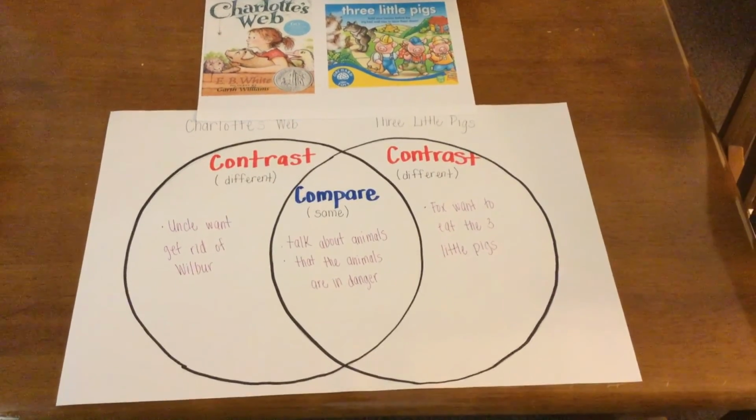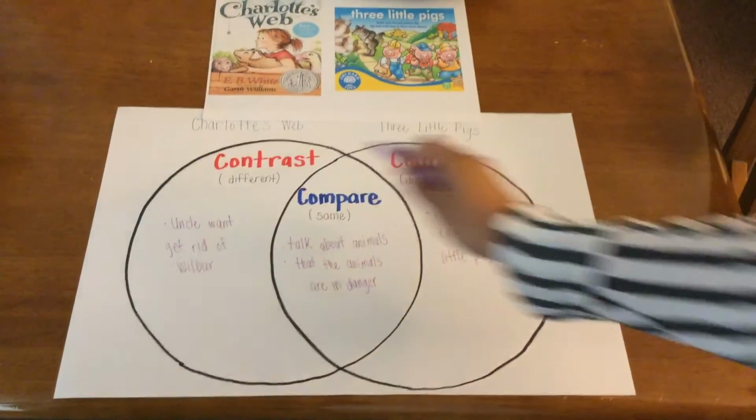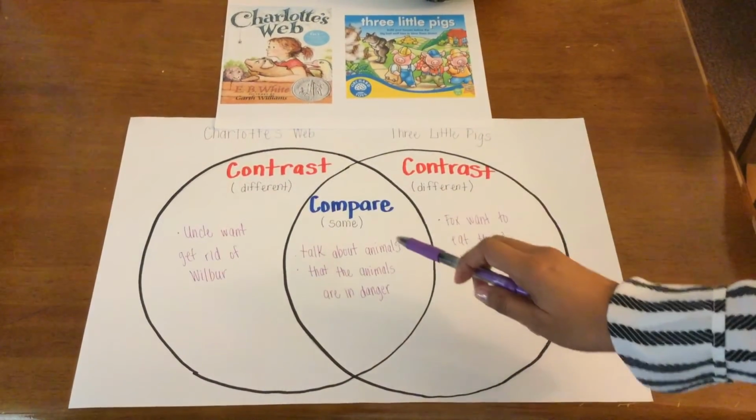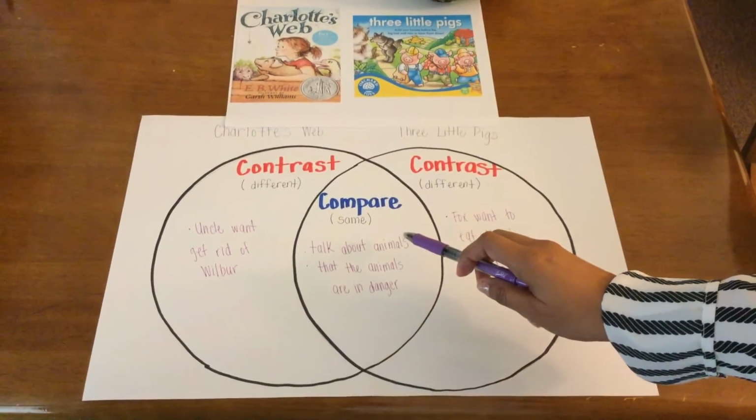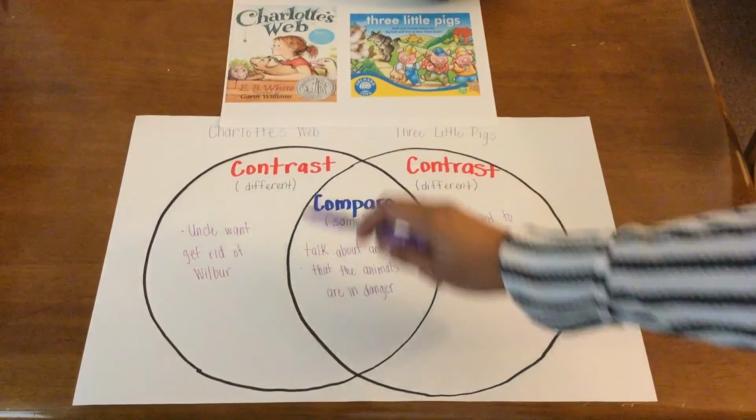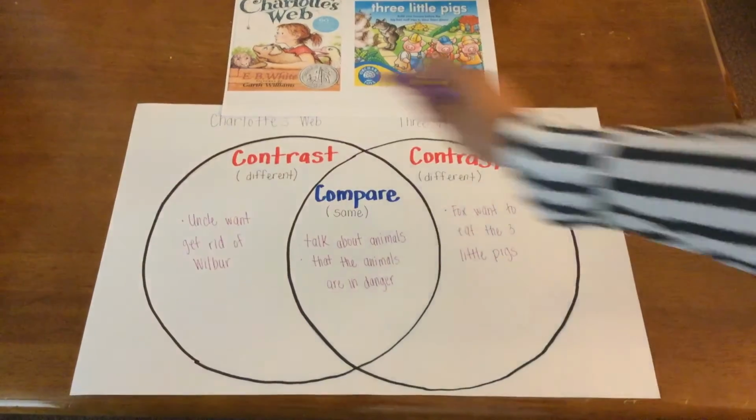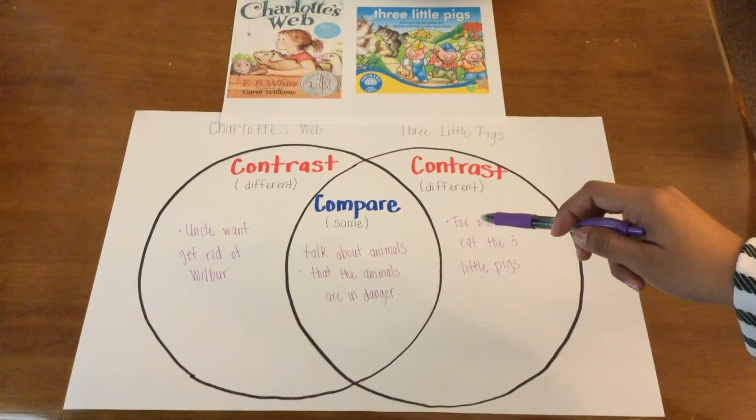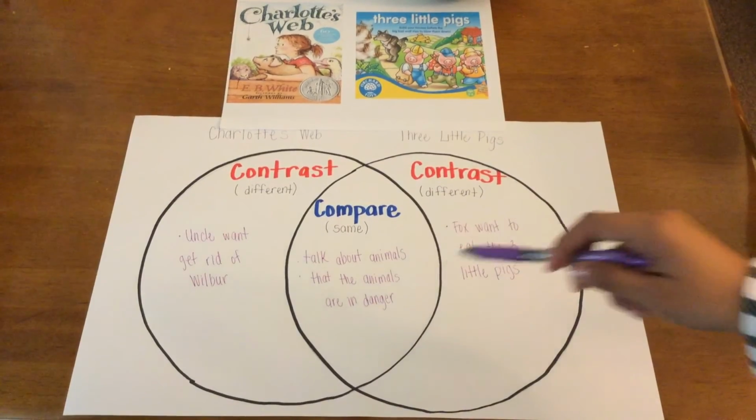So let's review. To contrast is to find things that are different in the stories, and to compare means to find how they are both the same. And this Venn diagram helps us to fill out how they are the same and how they are different.